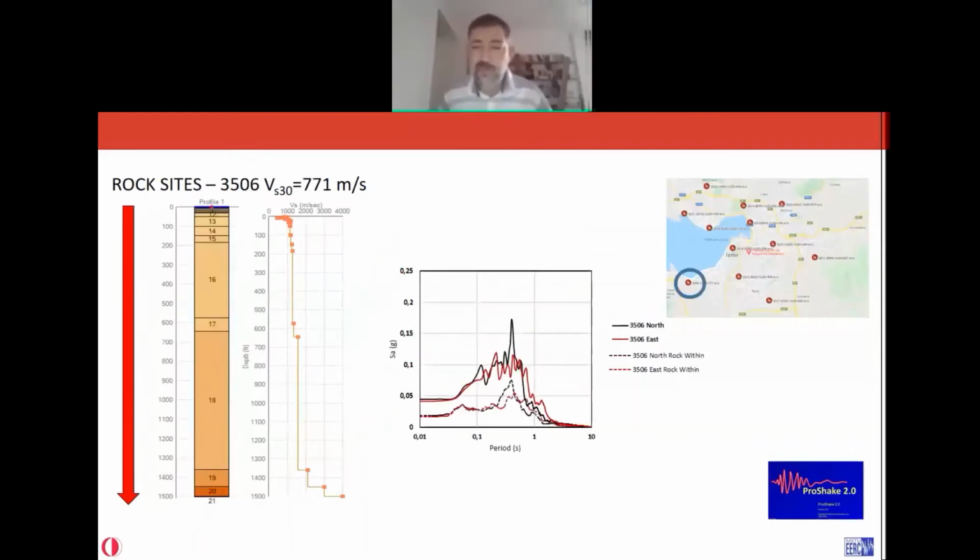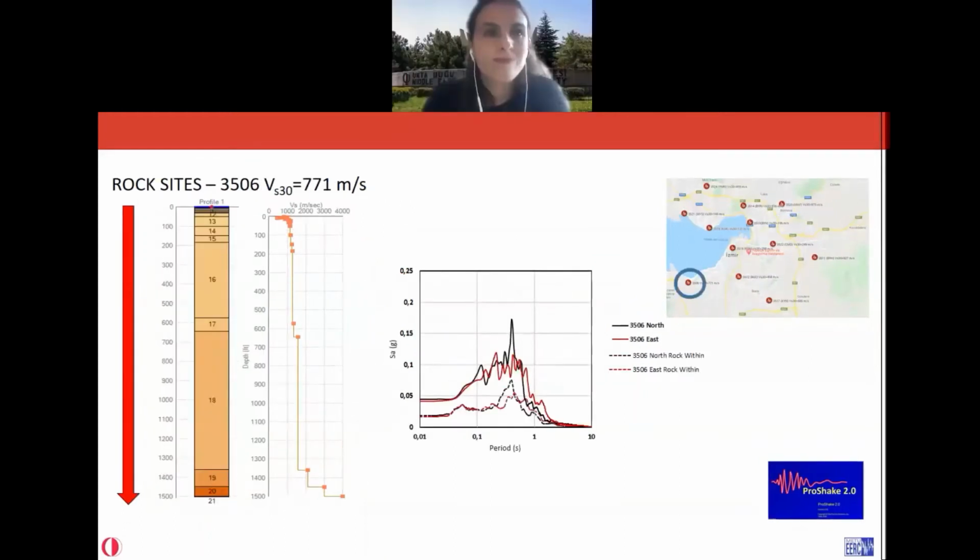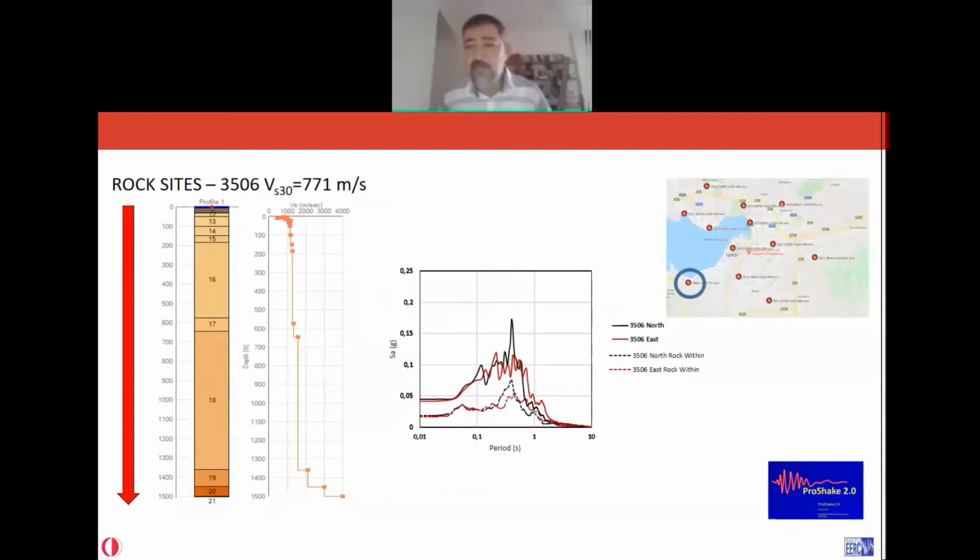When I say bedrock level, it is 1,500 meter depth, and for a VS value of 3,000 meter per second. We try to mimic.